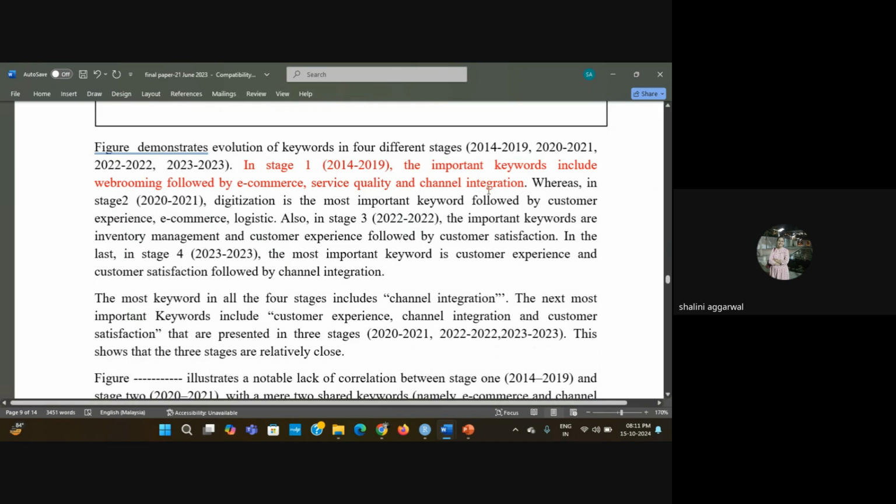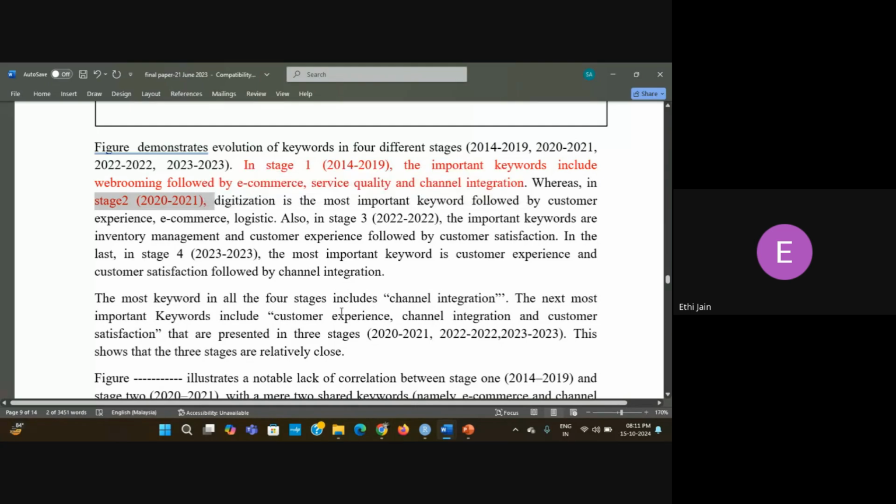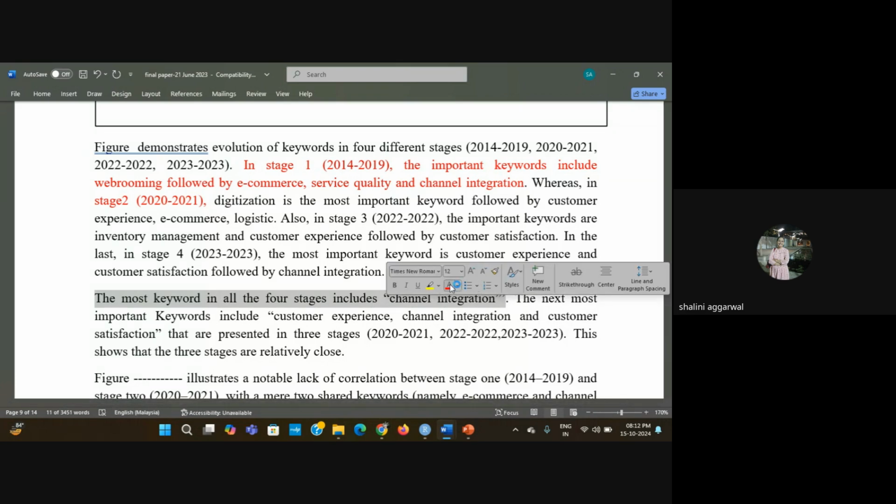Right? So in the next stage, could there be a possibility that the keywords are repeated in any of the stages? Yes, sure it will be. Next, what is written is that the most common keyword in all the 4 stages is channel integration. So this is the next thing you have to write. You have to mention this as well.